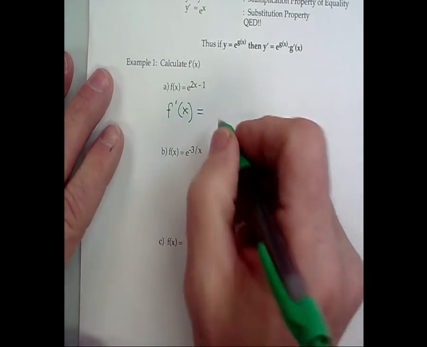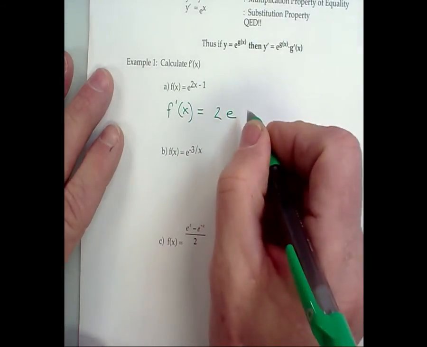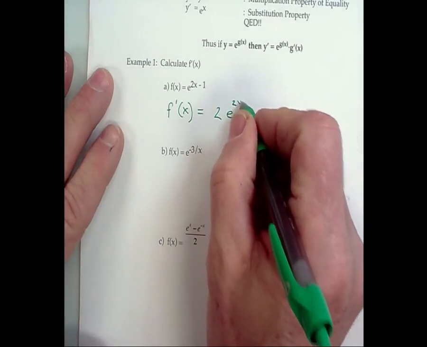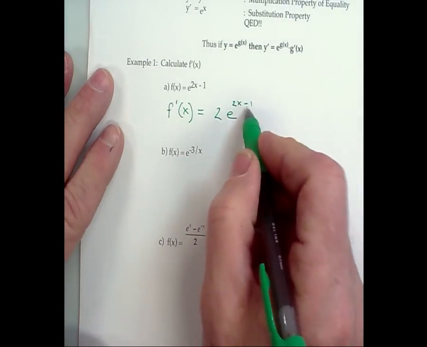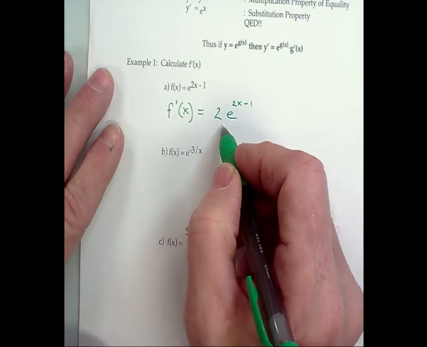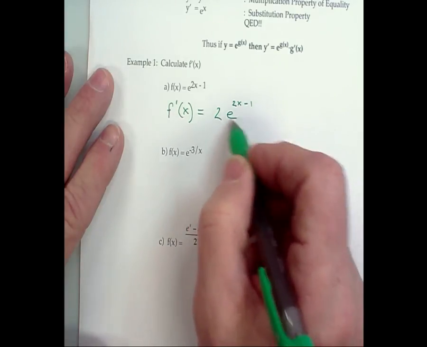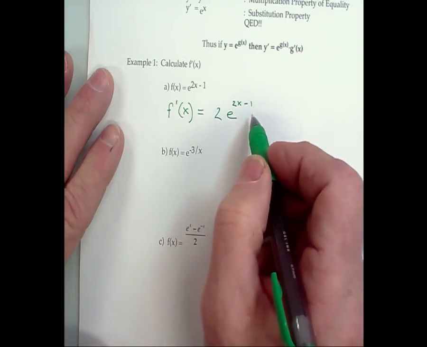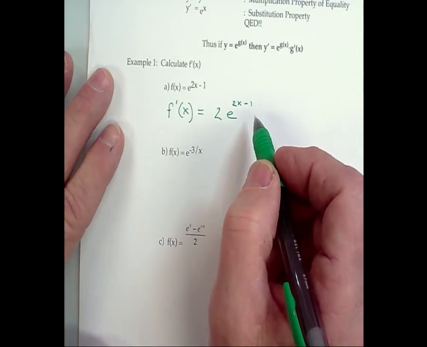2 times e to the 2x minus 1. Yeah, that exponent does not change, does it? You just multiply this function. We are guaranteed this function is in our derivative. Everybody agree with that?